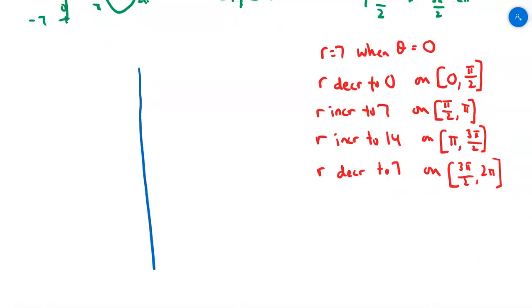Let's make ourselves a set of axes. And remember that we're graphing the radius. So here's theta equals 0. Here's theta equals pi over 2. Here's theta equals pi. Here's theta equals 3 pi over 2. And when I come back to the end, 0 will be the same thing as 2 pi. So it starts with a radius of 7 when theta is equal to 0. So in the direction of 0, I'm going to go 7 units, and there's a point.